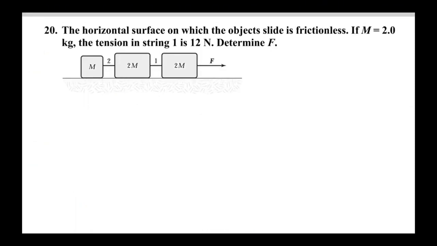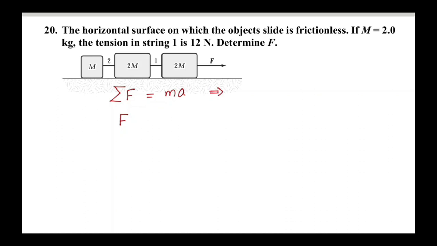The horizontal surface on which the objects slide is frictionless. If m equals 2 kilograms, the tension in string 1 is equal to 12. How much is F? Now in this case, the sum of all forces equals MA, and here the only force is F applied on this system.